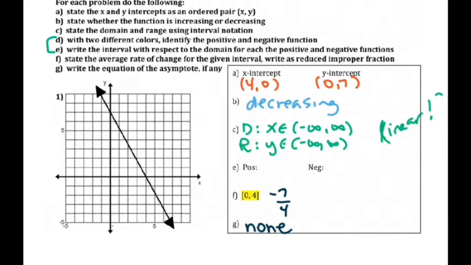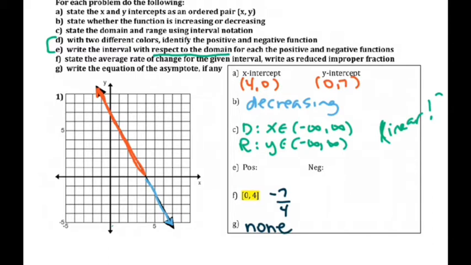So what you're going to do is you're going to get a color and you're going to highlight. I like to use a highlighter for this kind of problem right here. You're going to highlight the positive part, and in a different color, you're going to highlight the negative part. That's going to help when we go to do part E. So the positive part is the part above the x-axis, and the negative part is below. Now, identifying the interval, it says with respect to the domain, and that tells us how we're going to operate this for each the positive and the negative function.